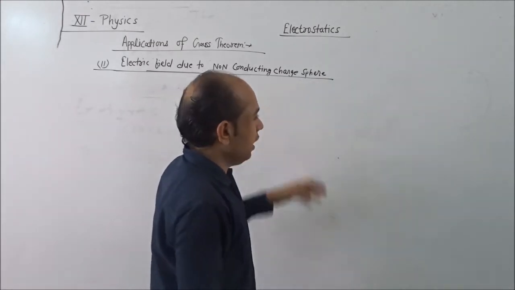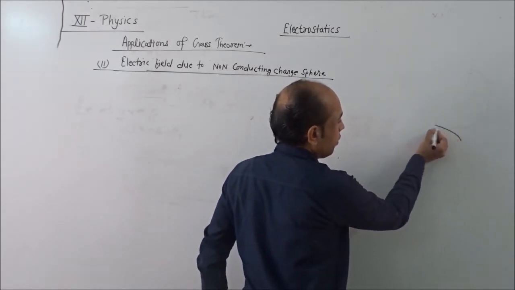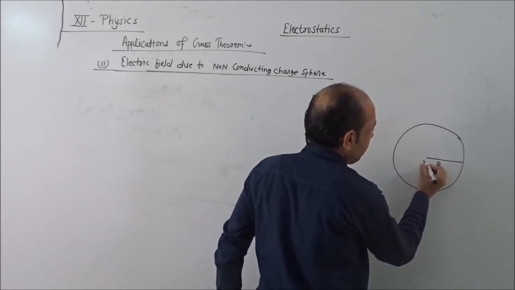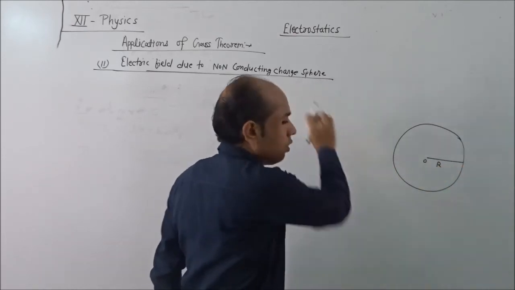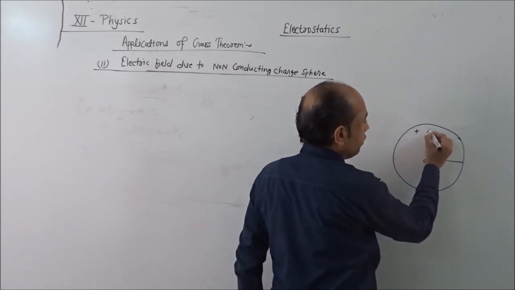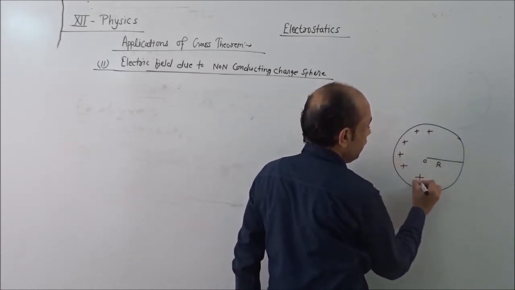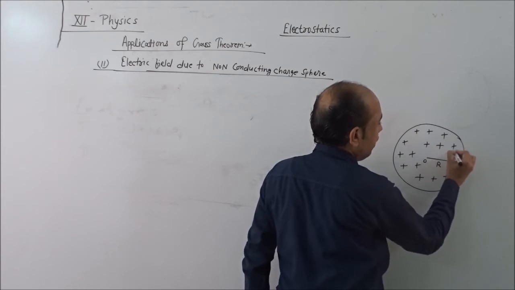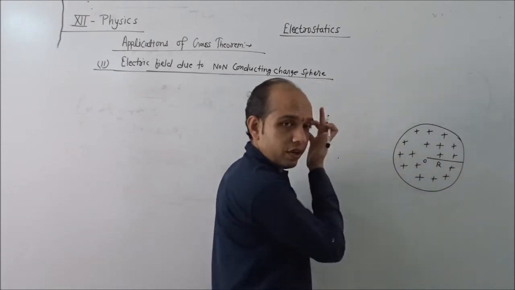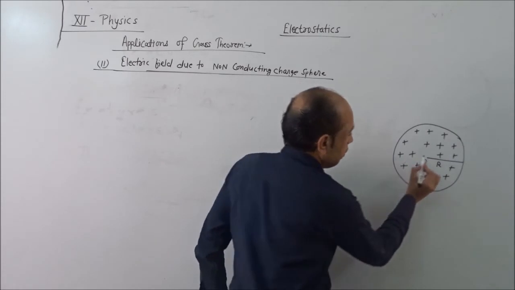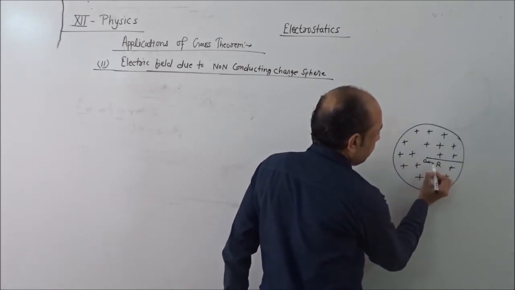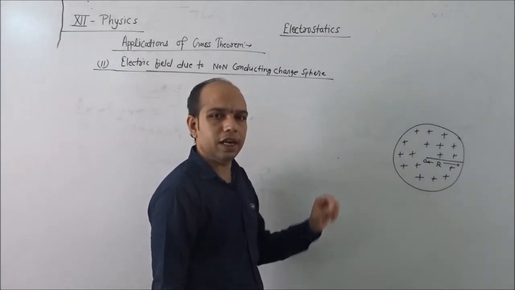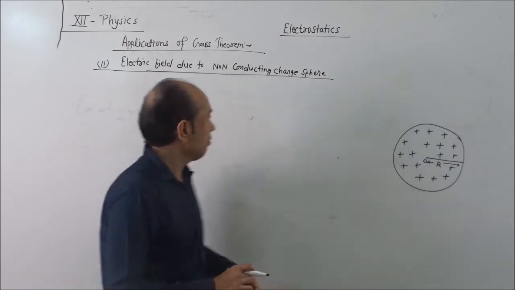On the basis of this idea, again we draw a sphere of radius capital R, and because it is a non-conducting charged sphere, all the charge resides inside. Previously when we drew the diagram of the conducting charged sphere, all the charges were outside. Now again we calculate the electric field: first outside, second surface, and third inside.